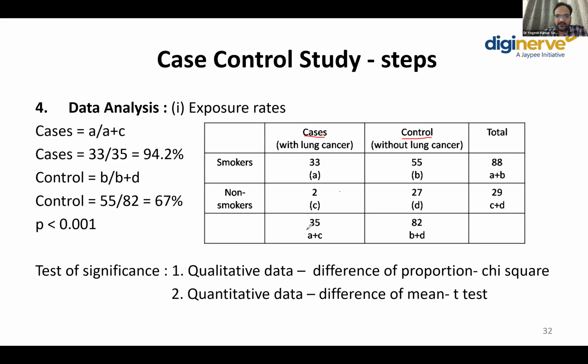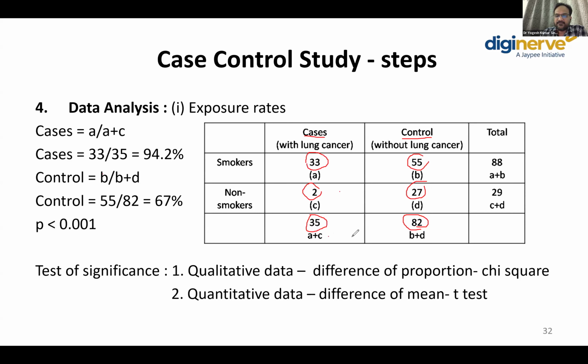Here, a total of 35 cases with lung cancer have been taken, and 82 controls without lung cancer. Out of these 35 cases with lung cancer, we have 33 smokers. It means they are exposed to smoking. Out of these 35, we have two non-smokers. Similarly, in the control group, out of 82, we have 55 smokers and 27 non-smokers. So this is the ABCD framework.